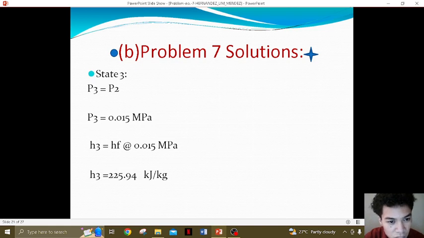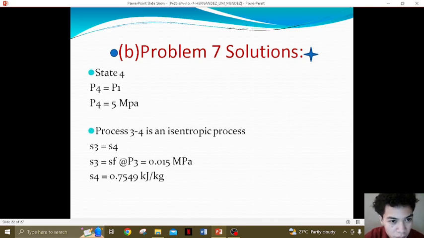So in state 3 of problem B, you have P3 is equal to P2. So since P3 is equal to 0.015 MPa, then H3 is HF at 0.015 MPa. So we have the result H3 is equal to 225.94 kJ/kg. State 4: P4 is equal to P1. So P4 we have is equal to 5 MPa. So process 3 to 4 is an isentropic process, right? So S3 is equal to S4.